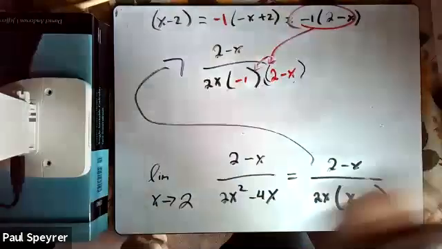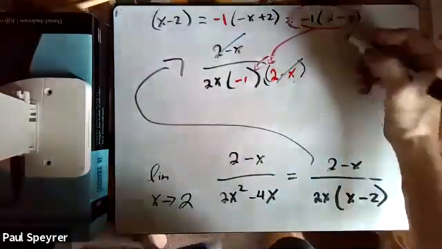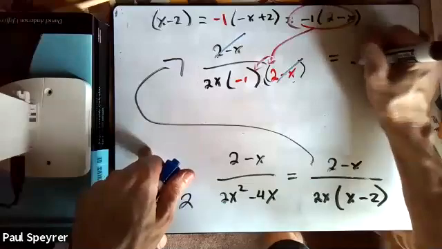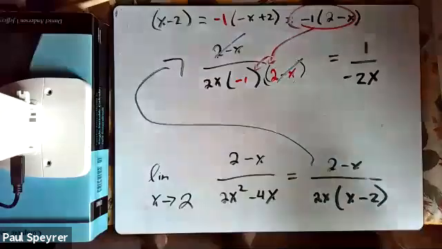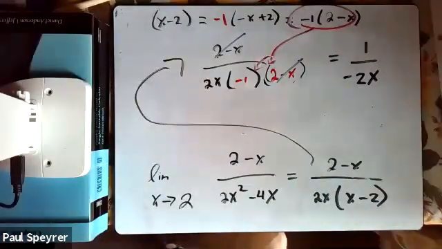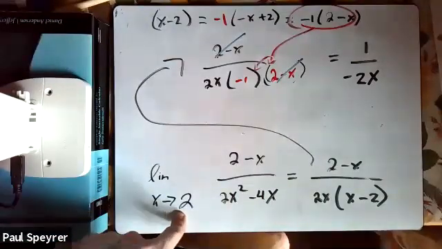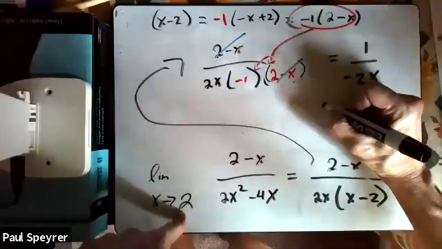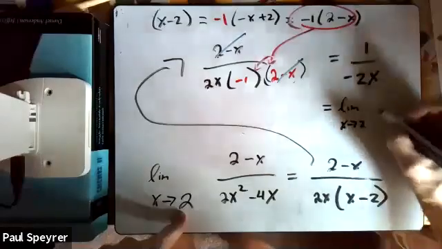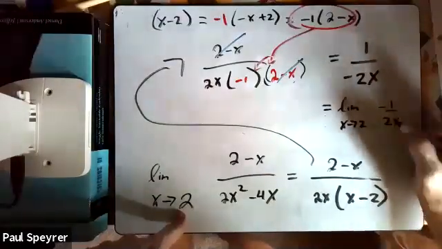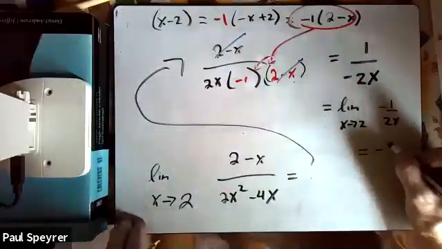So what does that allow us to do now? We can cancel out these two minus x's. What are we left with? We're left with 1 over negative 2x. Now we can plug 2 in, right? Because remember, we were being asked what's the limit as x approaches 2. And what does that all equal in the end? That would be negative 1/4.